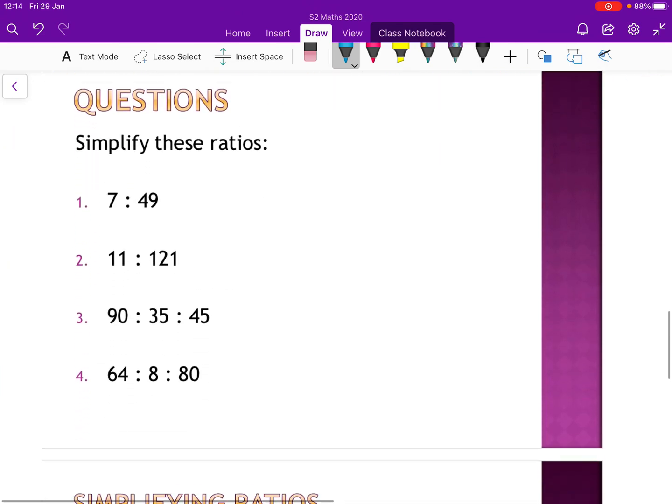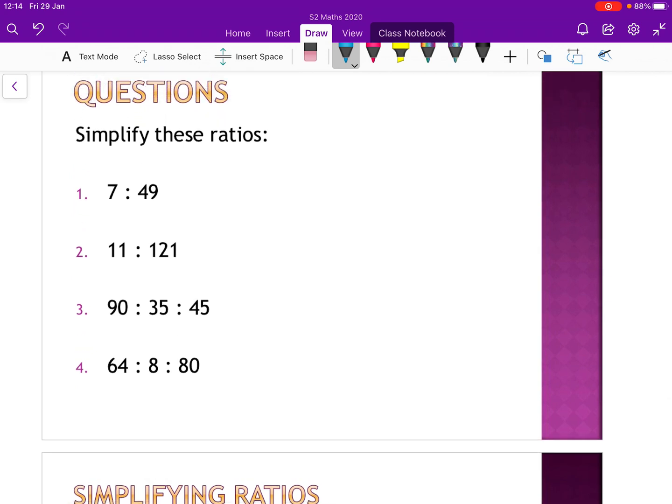Now, I want to do just one more example, so I'm going to skip these 2, just going to black these ones out quickly.